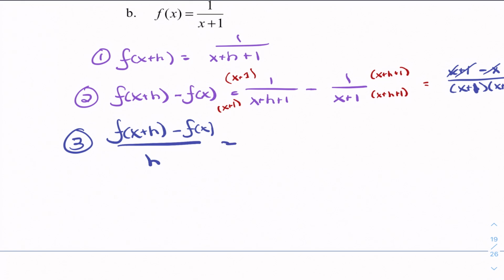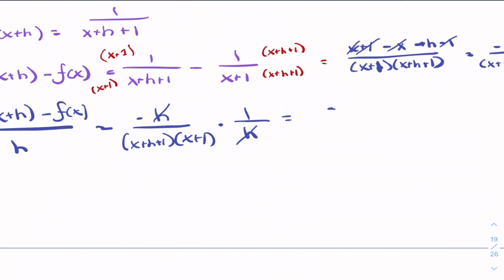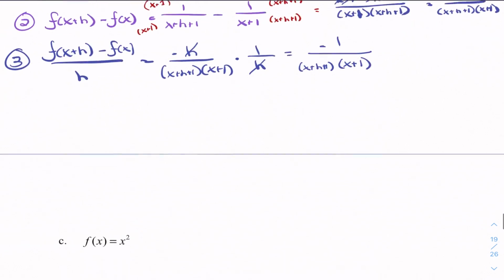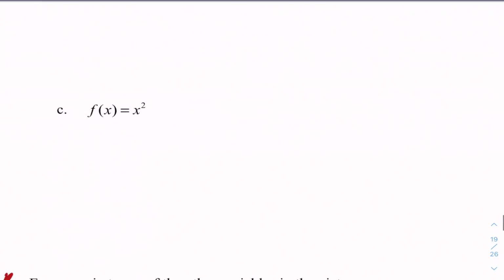So step 3, we are dividing that function by h. Dividing by h is the same thing as multiplying by 1 over h. So I have negative h over my denominator, and I'm just going to rewrite again, times 1 over h. The h's, again, simplify out, and we are left with the answer to our difference quotient: negative 1 over (x plus h plus 1) times (x plus 1). This is something that you just have to practice, and so we're going to do one more of these, and then we're going to stop there for this video.